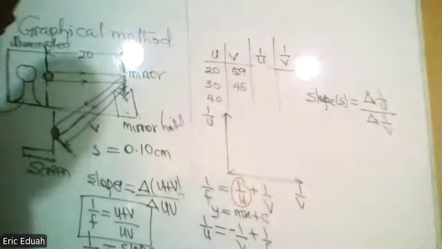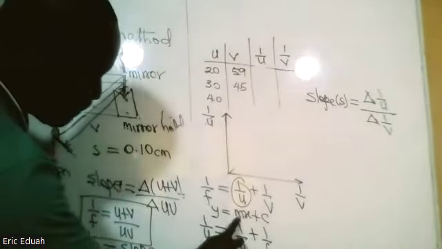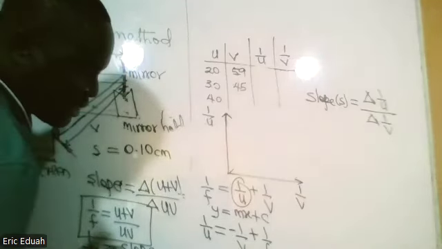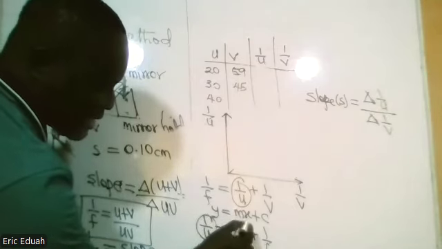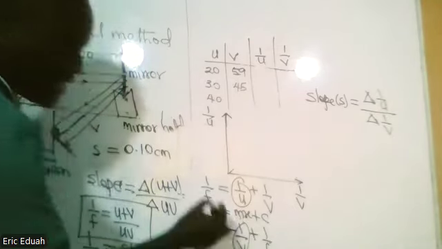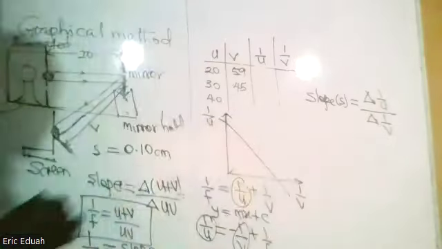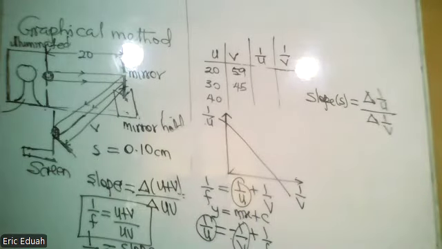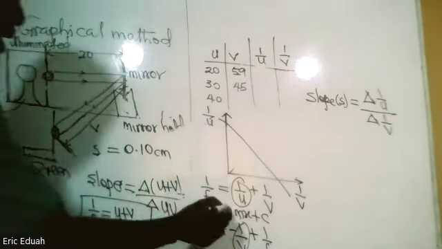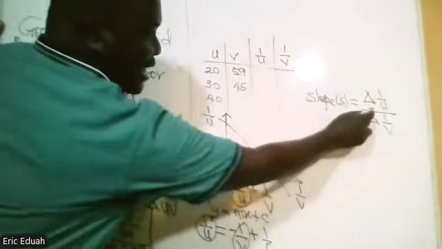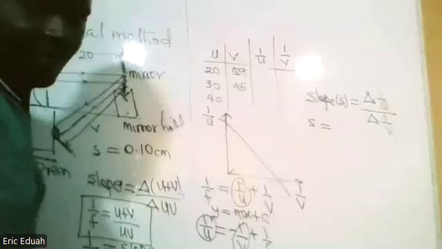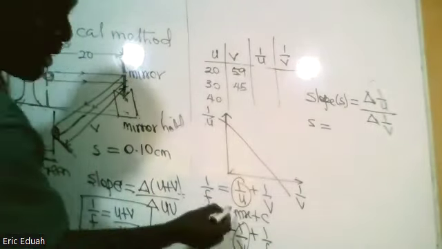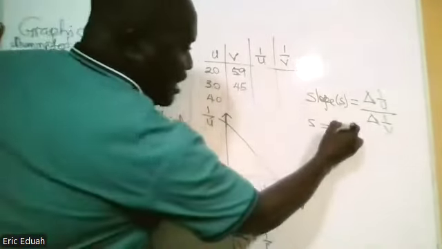But from my equation, the gradient m is -1. This is y, 1 over v is x, the gradient m is negative 1, so the graph will tilt like this. Okay, the graph will tilt like this. Then m can be determined from what we have done. So when you divide 1 on u by 1 on v, you must get negative 1.